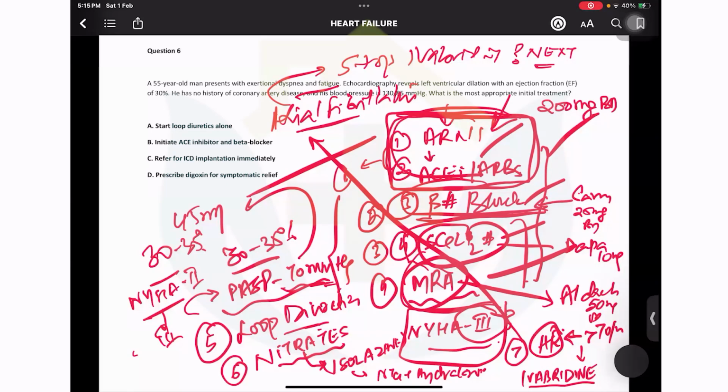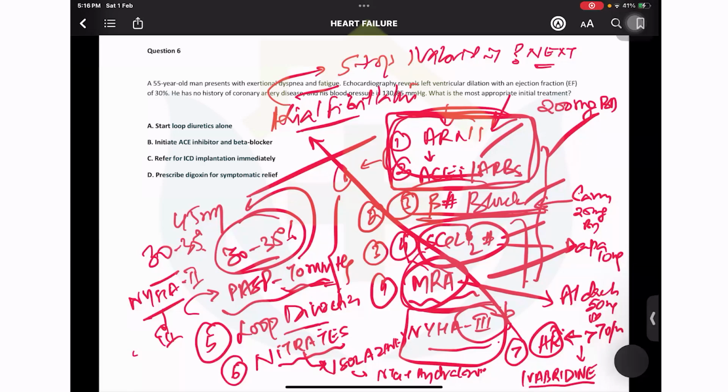Diltiazem. Can you start amiodarone? Okay. What next? Amiodarone, fine. So diltiazem, in a patient with an ejection fraction of 30 to 35%, HFrEF, you cannot use calcium channel blockers. No. So what will you do?